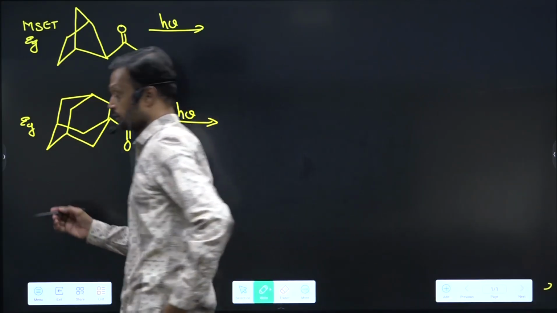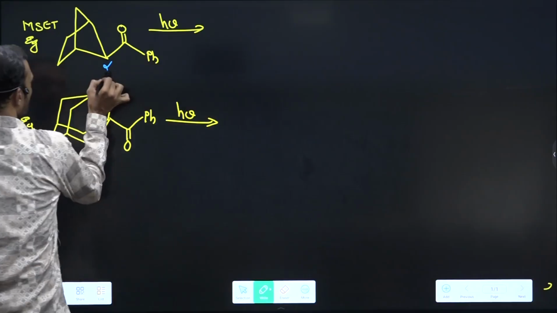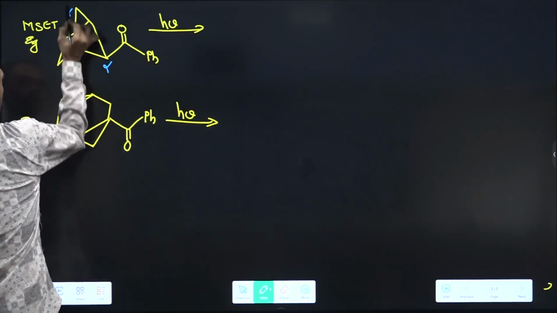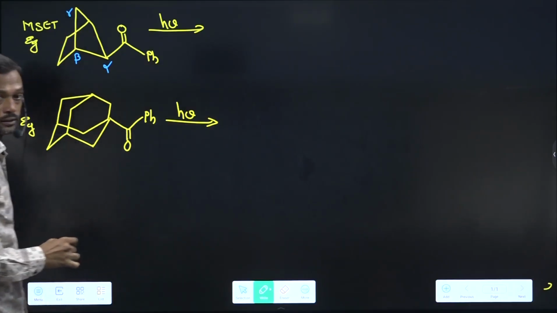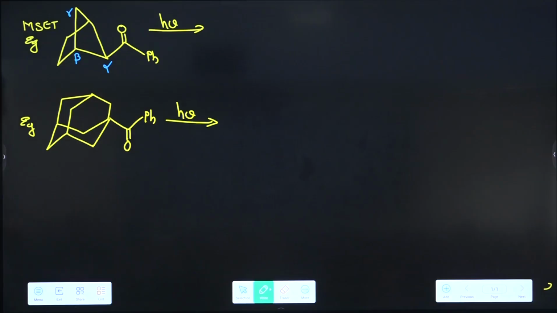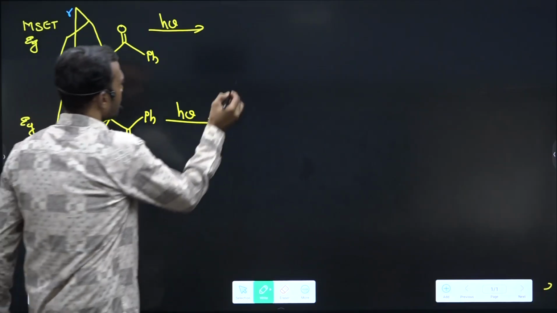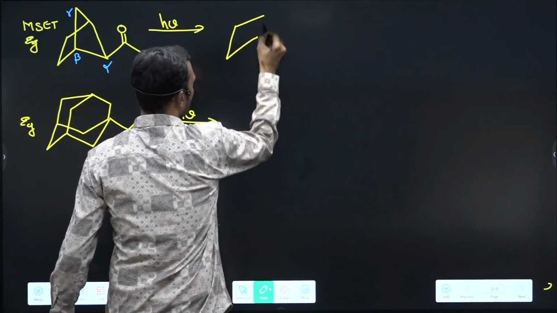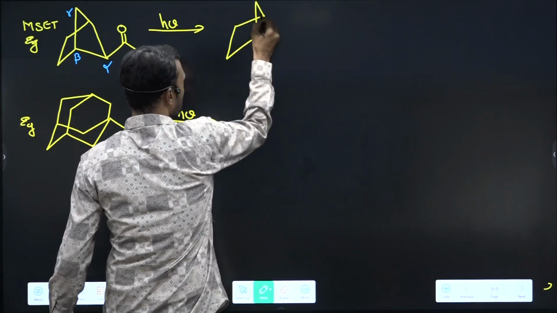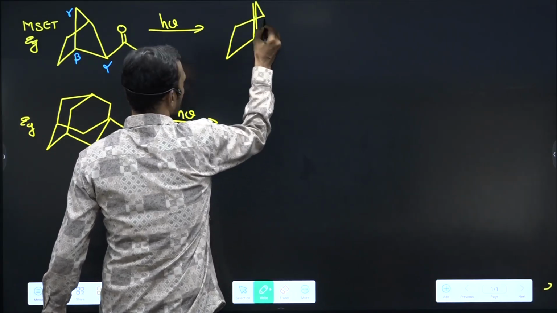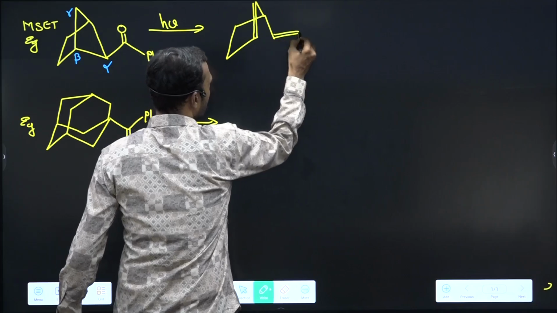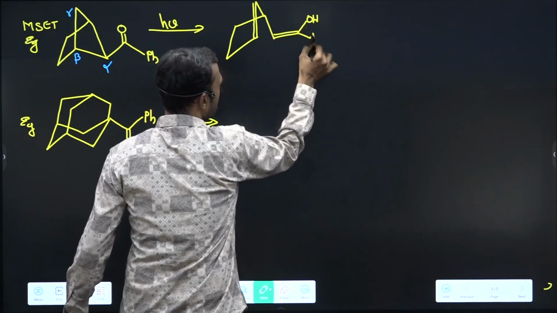So what is your answer? Can you label this? Alpha, beta, gamma. Then what is your answer? Can I break it, alpha, beta? So break it alpha, beta. So put double bond between beta, gamma. Then alpha carbonyl carries double bond. OH and this is Ph.